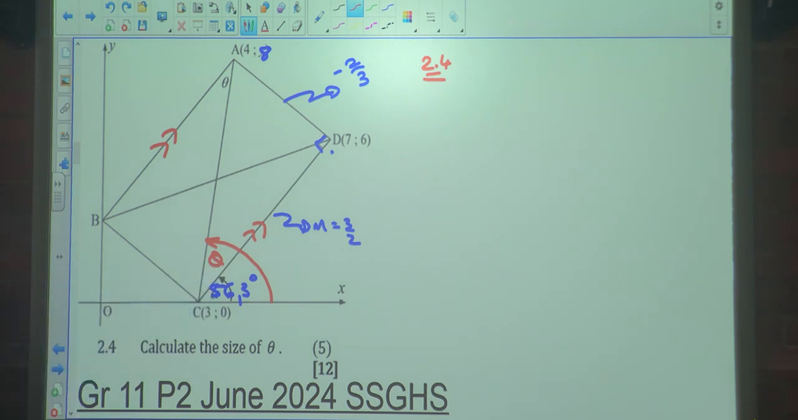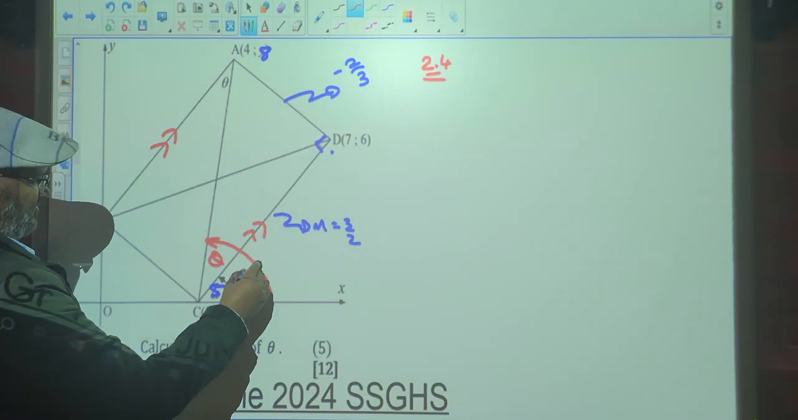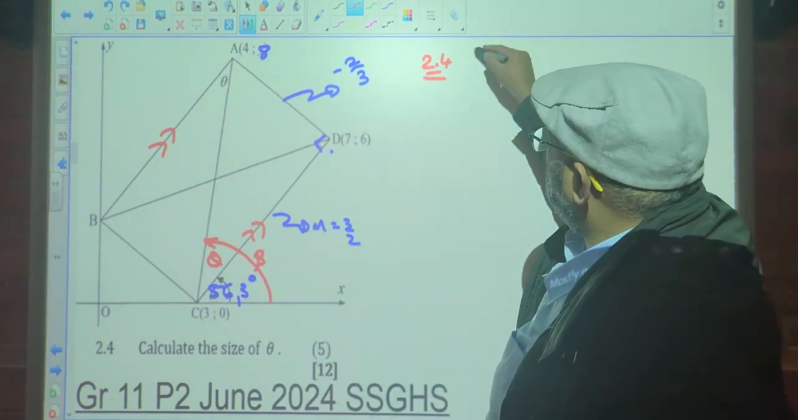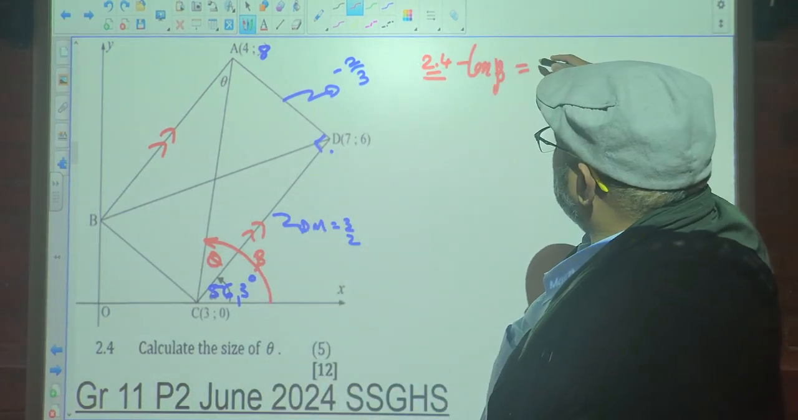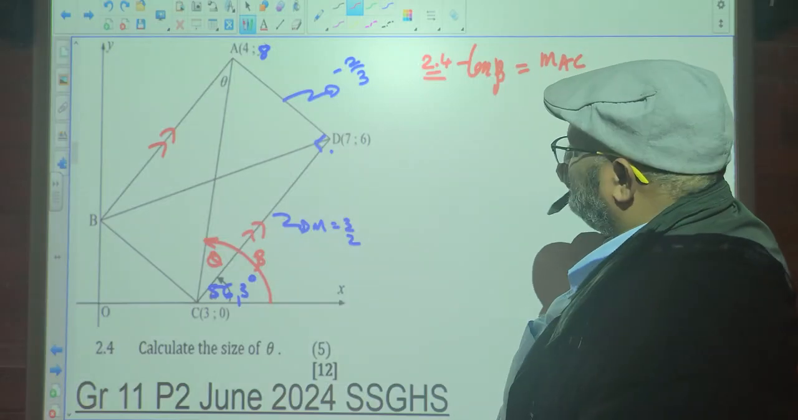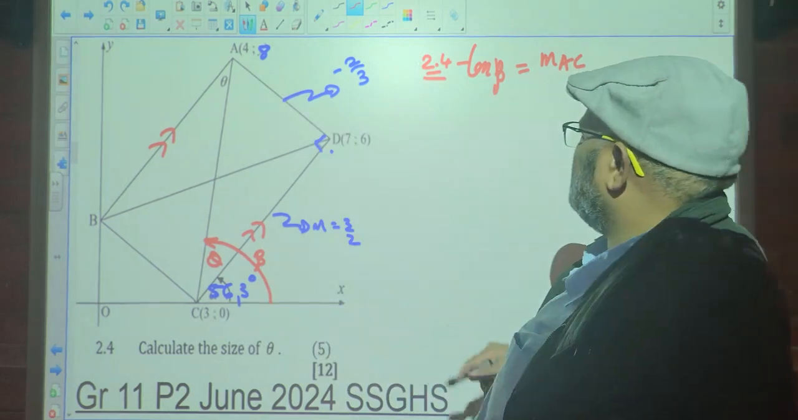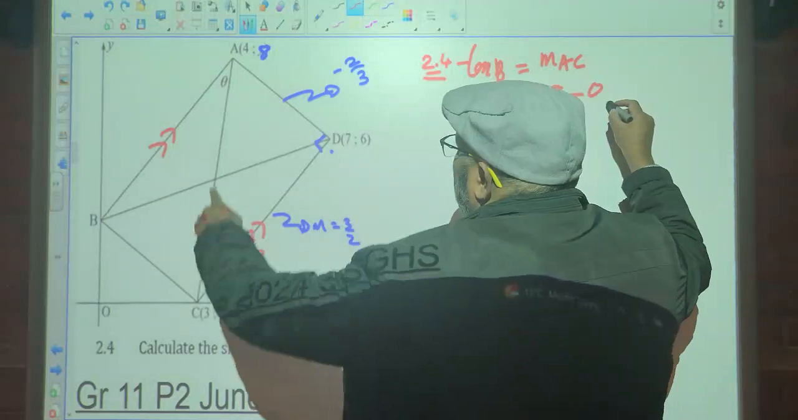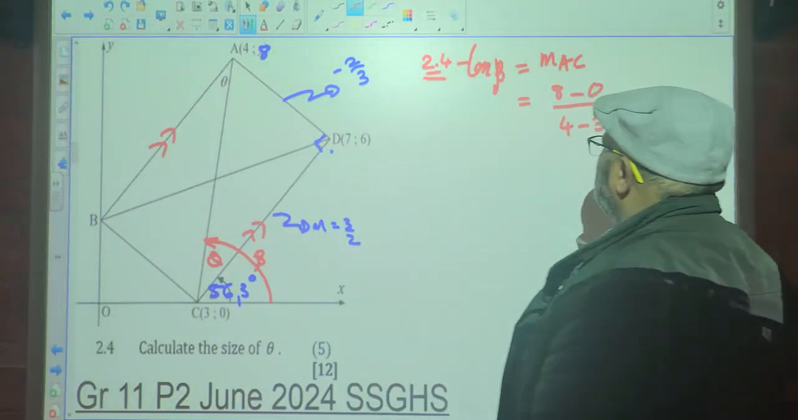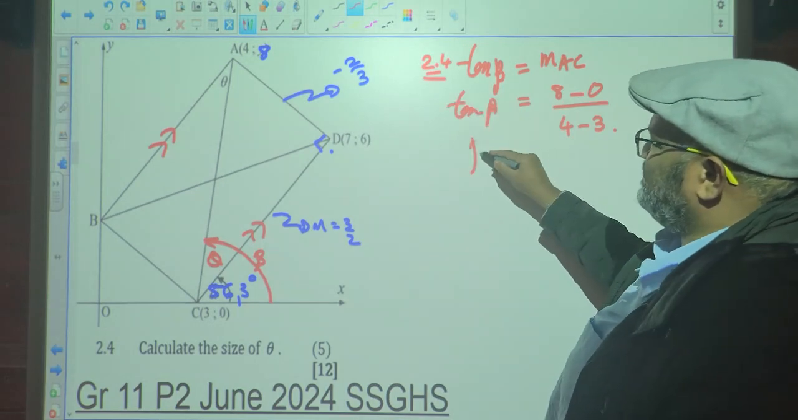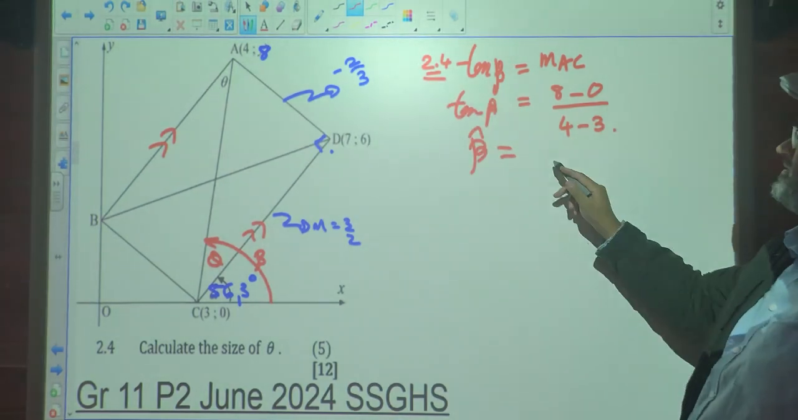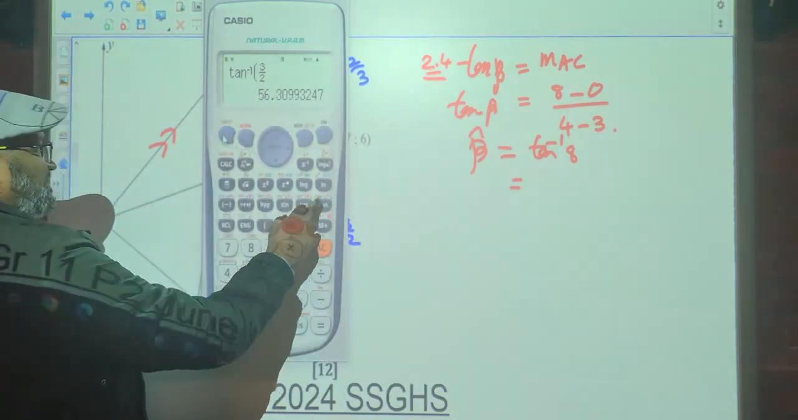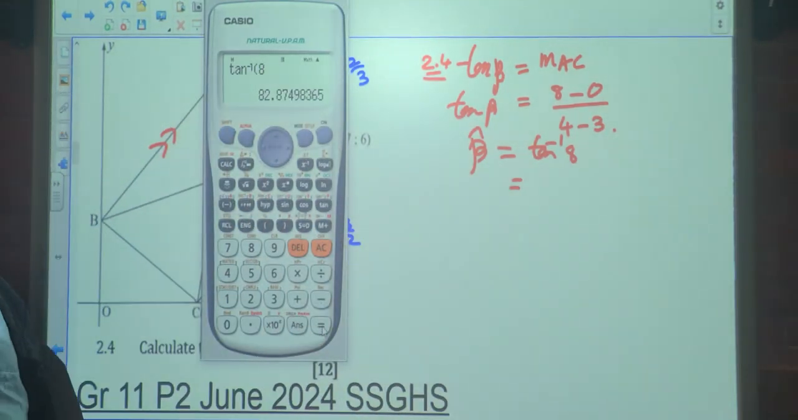Can you see that? So to calculate this angle, let's call this beta for now. We need the gradient of AC. So tan of beta is equal to the gradient of AC. So the gradient of AC is going to be 8 minus 0 over 4 minus 3. That is tan of beta. So angle beta, of course, is equal to arctan of 8 over 1. So you shift tan or arctan of 8 gives us 82.87.